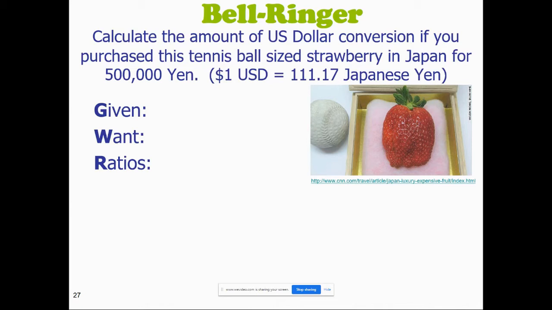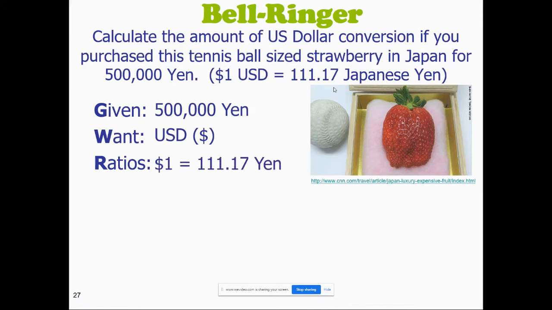This cost in Japanese yen, it costs 500,000. That is our given. 500,000 yen is what is given to us. What we want to know is how much does it cost in dollars? And how do we get there? We use our conversion factor. We know that every $1 is equal to 111.17 Japanese yen. Okay, so that's going to be our conversion ratio.